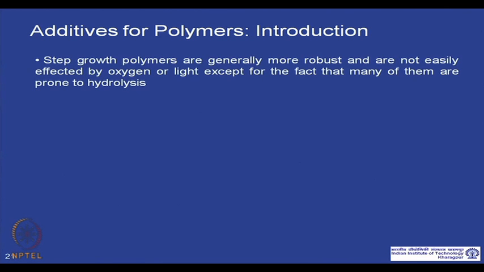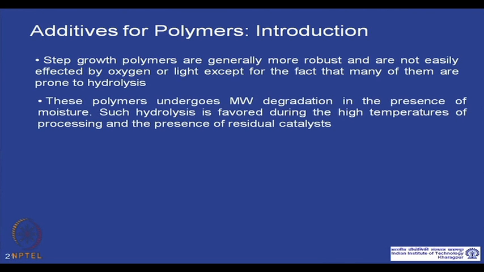Step growth polymers generally do not have these bonds which are very prone to degradation, but they do have functional groups which are prone to hydrolysis, like these ester groups, amide groups or carbonate groups. These groups typically hydrolyze very easily, especially in presence of impurities, metal impurities and acids and bases.